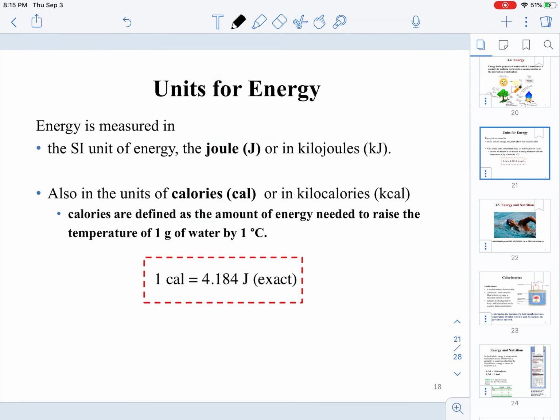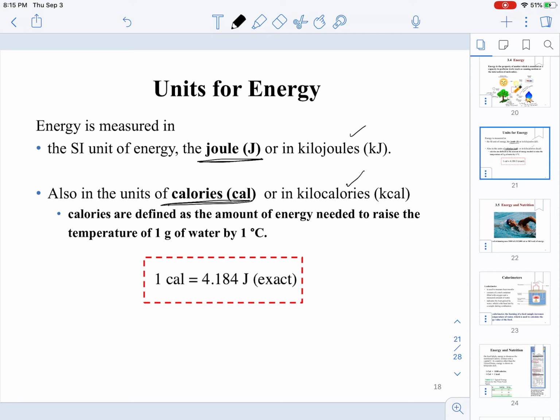When it comes to energy, there are different units utilized to describe energy. The most common units that are utilized for describing energy are going to be joules or calories. Understand that we can add prefixes to these units to make them larger. That's why we have kilojoules or kilocalories.